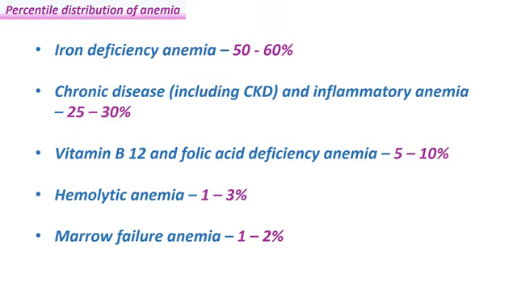Vitamin B12 and folic acid deficiency anemia, 5 to 10%. Hemolytic anemia, 1 to 3%. And marrow failure anemia, 1 to 2%.